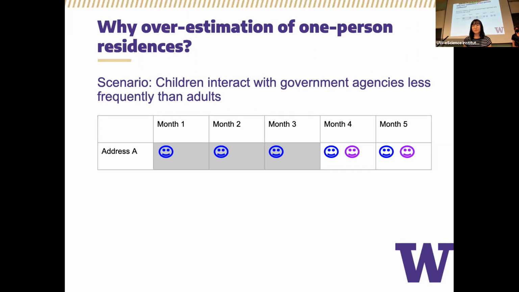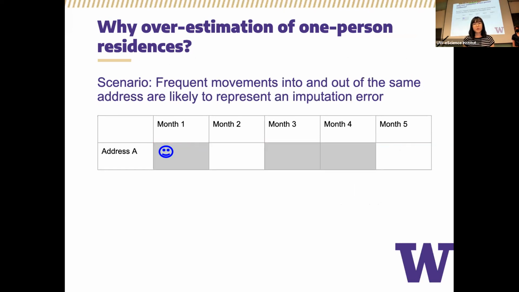This is likely to happen when the added person is a child who interacts with government agencies less frequently than adults. For example, only when the child registers to vote or gets their driver license would they leave an administrative record in our data. In this case, we want to make a revision to reflect reality. For the second scenario, we observe an alternating pattern of one-person residences and the other multi-person residences that the person belongs to. We believe that these frequent movements into and out of the same address are likely to represent an imputation error, and we want to revise these one-person residences accordingly.